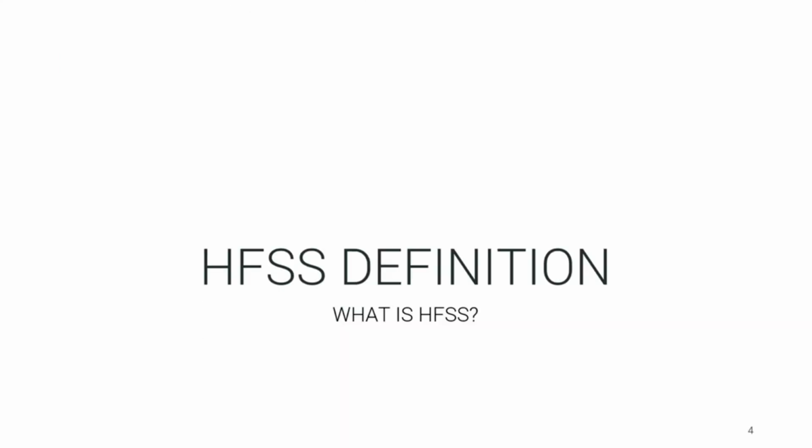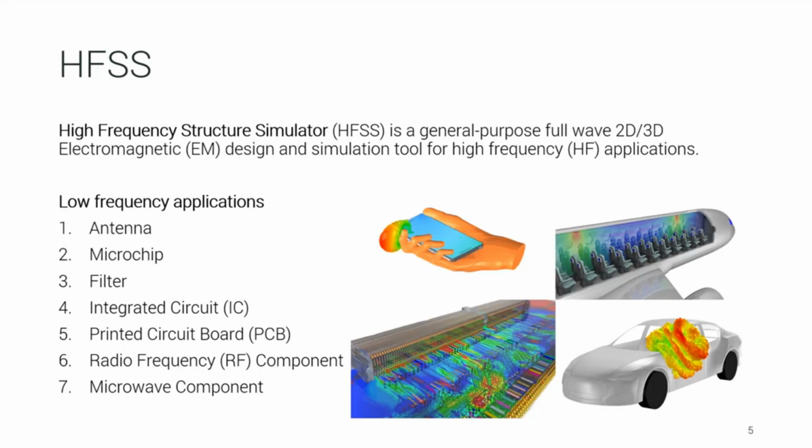Next, before we go to the demonstration, we need to know the software that we use, which is Ansys HFSS. So what is HFSS? HFSS is a high-frequency structure simulator, a general-purpose full-wave 2D and 3D electromagnetic design and simulation tool for high-frequency applications, such as antenna, microchip, filter, integrated circuit (IC), printed circuit board (PCB), radio frequency component, and microwave component.